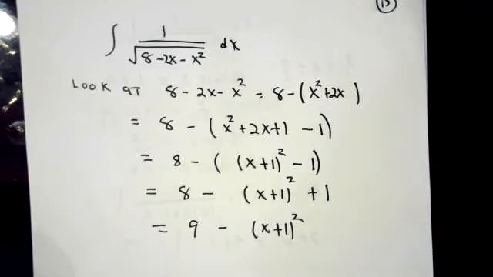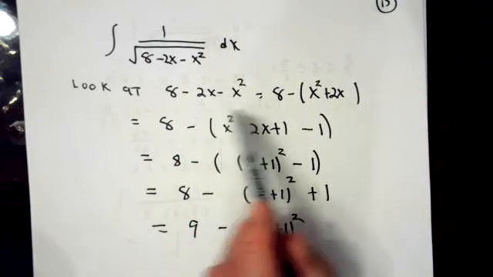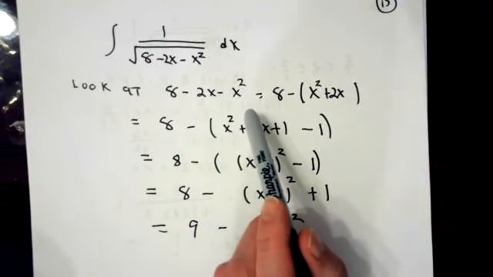Sometimes you'll have a situation in which it doesn't look like any of our ideas work, but with only a little bit of trickery, we can see that they do. I want to think about the integral of 1 over the square root of 8 minus 2x minus x squared. To get started, I want to think about the quantity that's underneath the square root sign. So I'm going to have 8 minus 2x minus x squared.